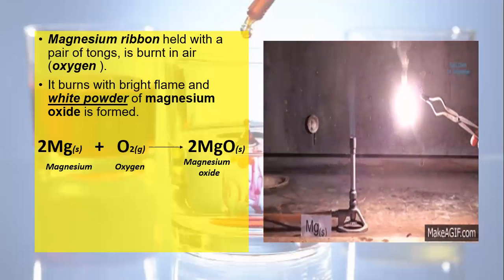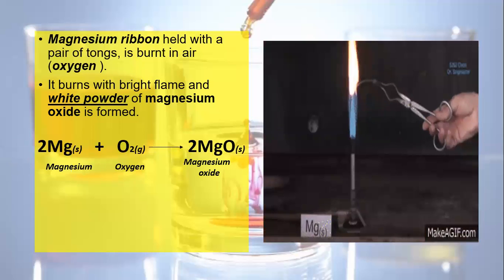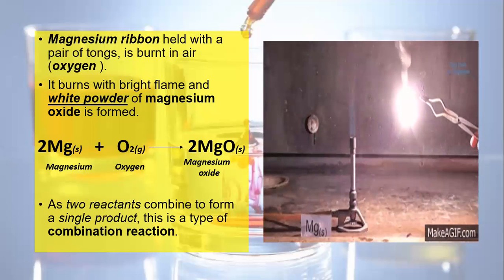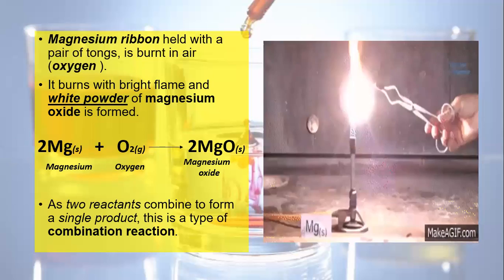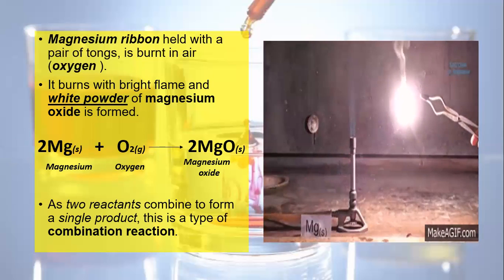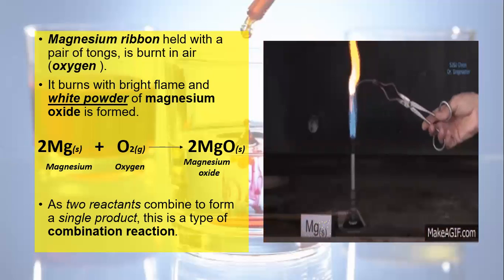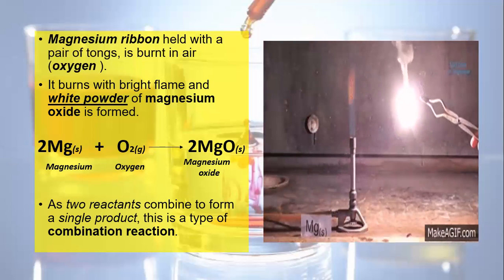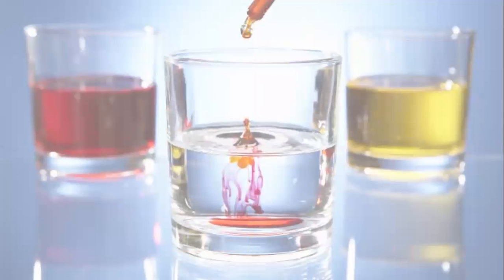Magnesium Mg plus oxygen O2, two different reactants. They combine to give us a single product, that is MgO, magnesium oxide. So what we can say over here, two reactants combine to give a single product, hence it is called a combination reaction. So this is the very first type of reaction, that is combination, that is combining.